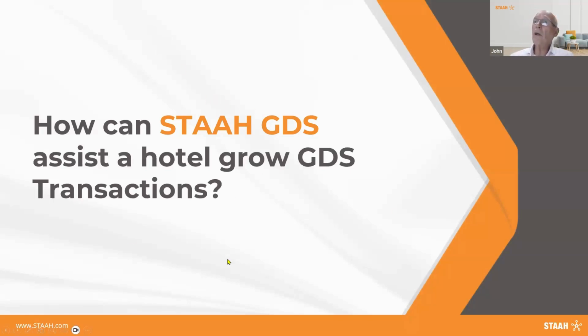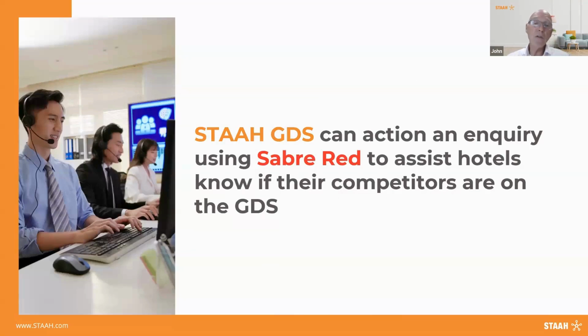So when a hotel is in discussion, for example, with STAAH GDS, which is a host, and they want to assist a hotel grow their GDS transactions, we are able to discuss with them a number of tools at our disposal. For example, we have a tool called Sabre Red. It is a tool that enables us to see what a travel agent can see.